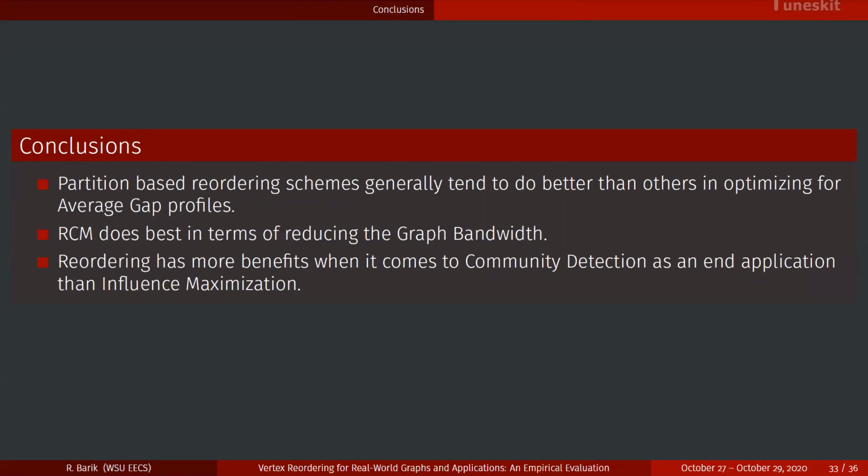In summary, we see that partition-based schemes do better at optimizing for the average gap profile. RCM is best when we want to reduce the graph bandwidth. And reordering has more benefits when community detection is the end application than when it is influence maximization.